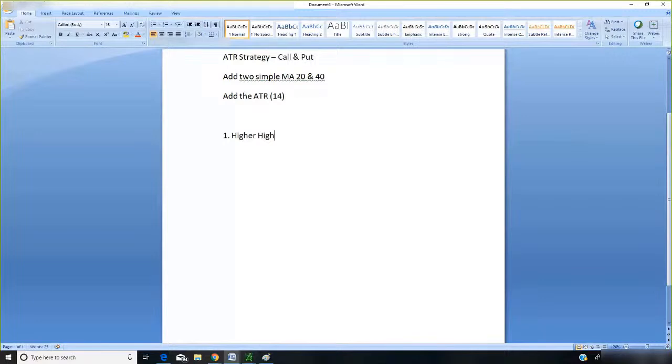So step number 1 is we're looking for a higher high with the stock. Okay. Number 2 is a 2 to 5 day pullback. Okay, 2 to 5 day pullback. So it means it's going up, pulls back, right? 2 to 5 day pullback. ATR must be above 80 cents.